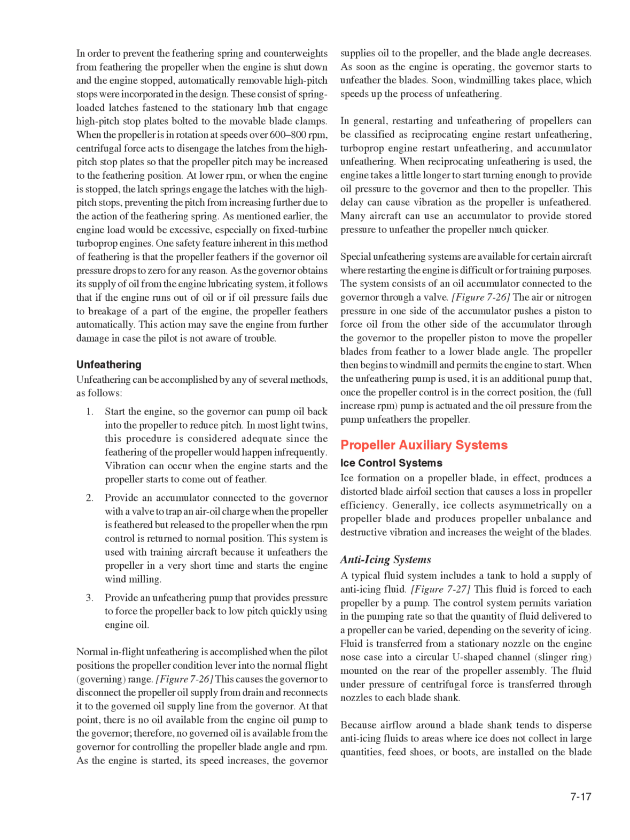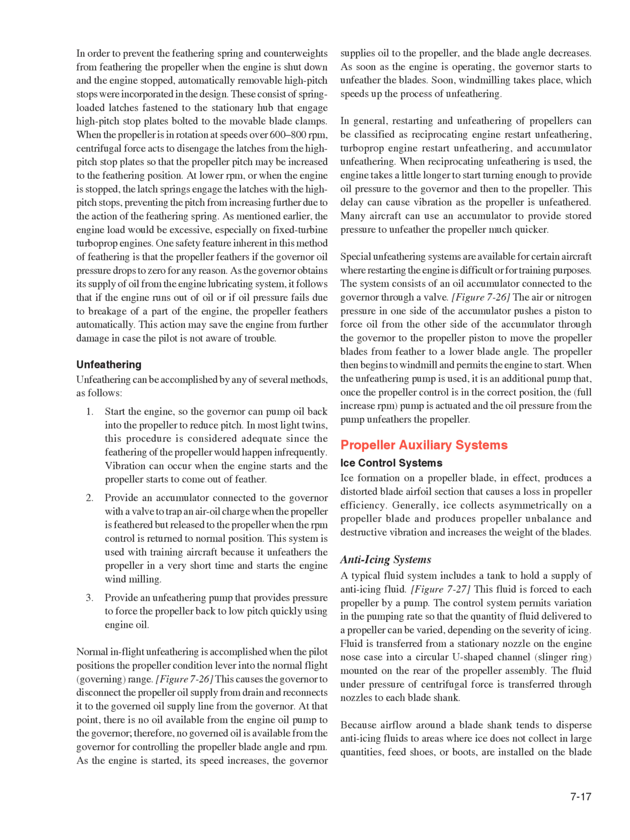Many aircraft can use an accumulator to provide stored pressure to unfeather the propeller much quicker. Special unfeathering systems are available for certain aircraft where restarting the engine is difficult, or for training purposes. The system consists of an oil accumulator connected to the governor through a valve.